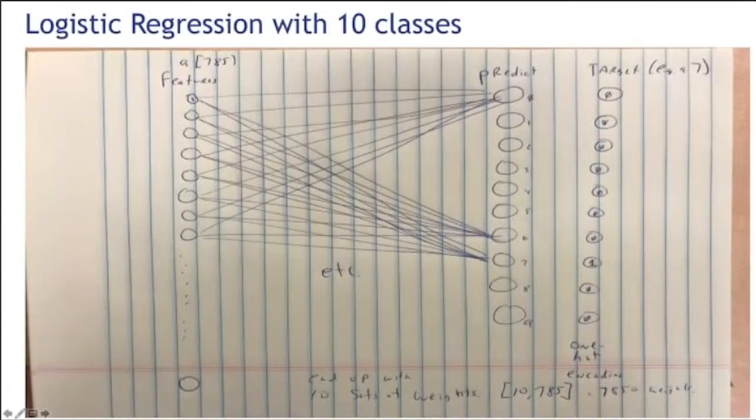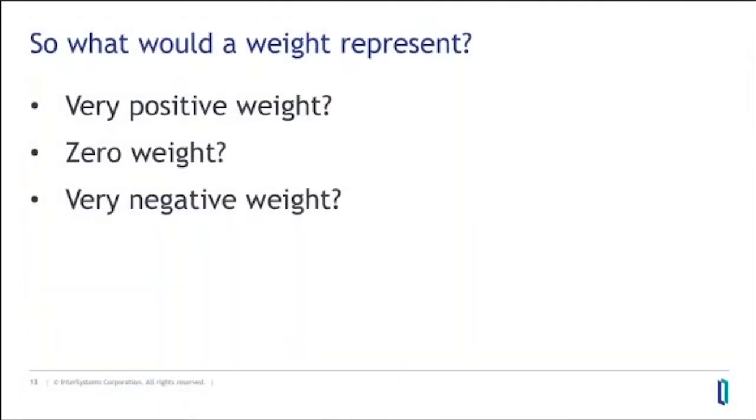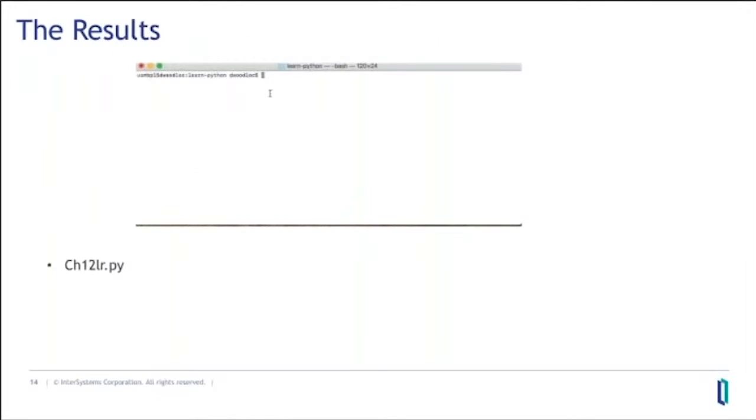It's also the case that we have 10 digits. So essentially, it's like the way I described, except you do it for each of the 10. So it becomes 10 times the 785 weights, or 7,850 weights. Okay, so there's a lot of weights in this particular case. Okay, so let's see how it does.